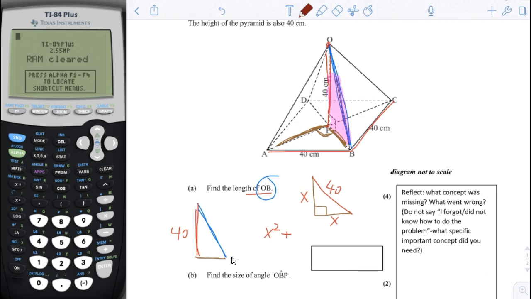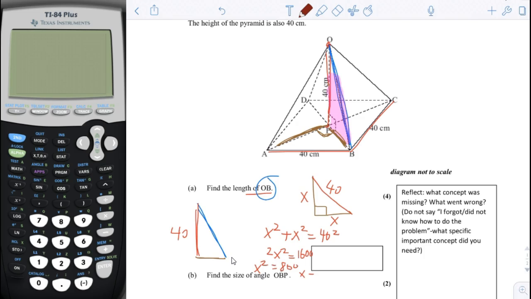We could say x squared plus x squared equals 40 squared. So 2x squared equals 40 squared, which is 1600. So x squared equals 800. And so x is equal to the square root of 800. Let's find out what that is. Square root of 800, enter, 28.3. Okay, so the length of the brown side is 28.3.